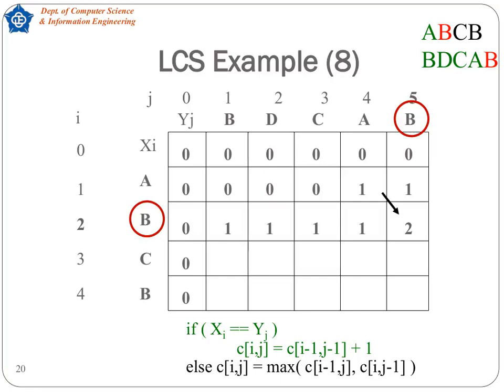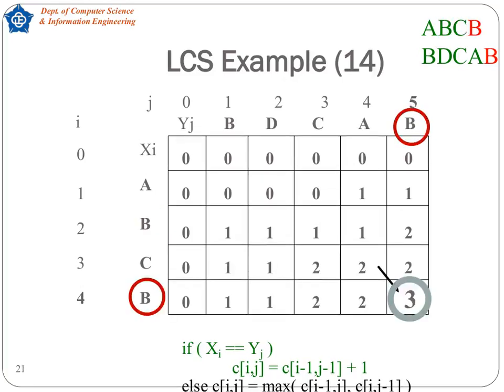Because they match, we use the match case of the recurrence. C[2,5] equals C[1,4] plus 1 equals 1 plus 1 equals 2. That result goes into the highlighted cell, and an arrow points back to C[1,4] to show the diagonal dependency. Of course, whenever characters differ, we'd fall back to taking the maximum of the cell above or to the left.